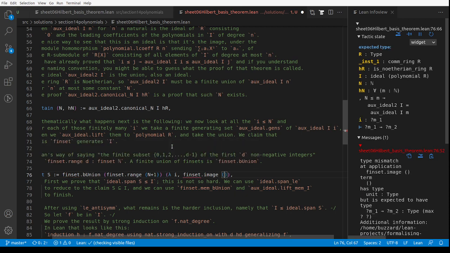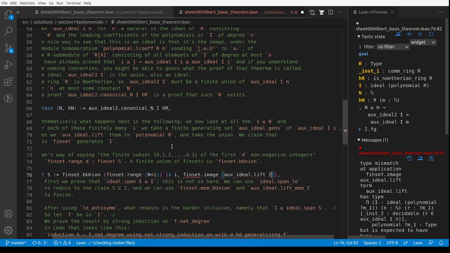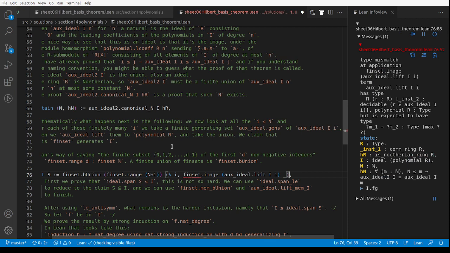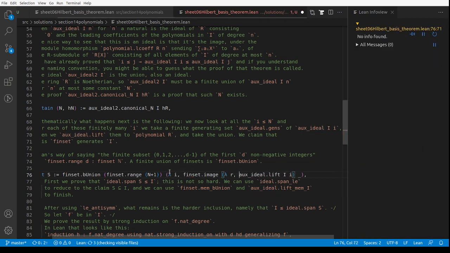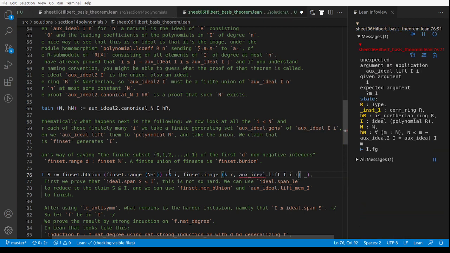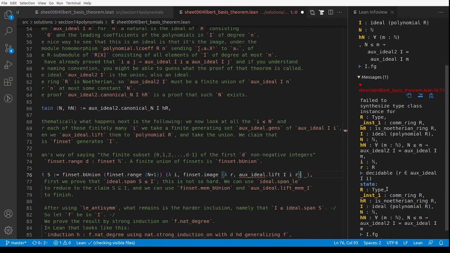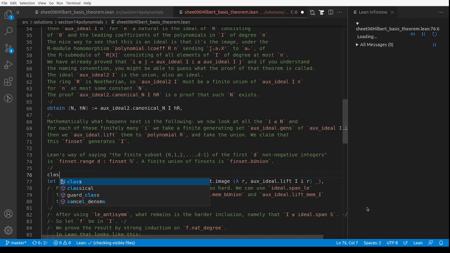What was it called? Orcs ideal dot lift, and then it wants an ideal, and it also wants a number, which is presumably I. And now I want to put something here. Oh, that's a shame. I see. So this is the function lambda r, orcs ideal lift I r. How about that? And it wants to know that something is decidable. So let's do classical.